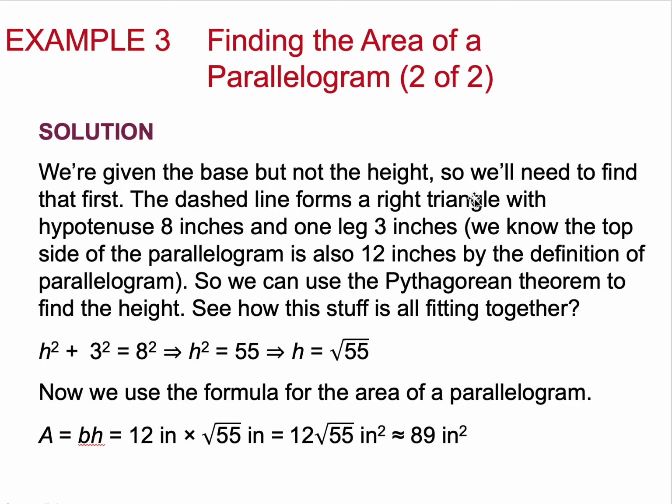When I do that, I'm going to do 64 minus 9 equals my h squared. Then I take the square root of both sides. I don't want to necessarily write that as a decimal just yet, because that could be prematurely doing that. Now that we have that, we can actually take the base times the height.